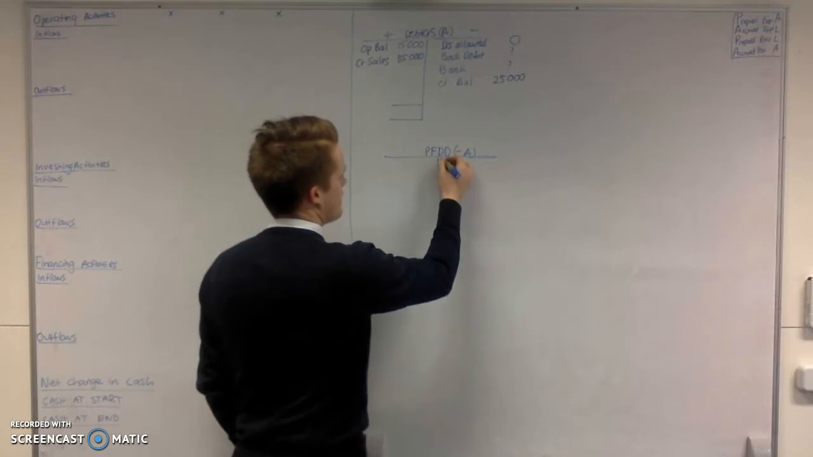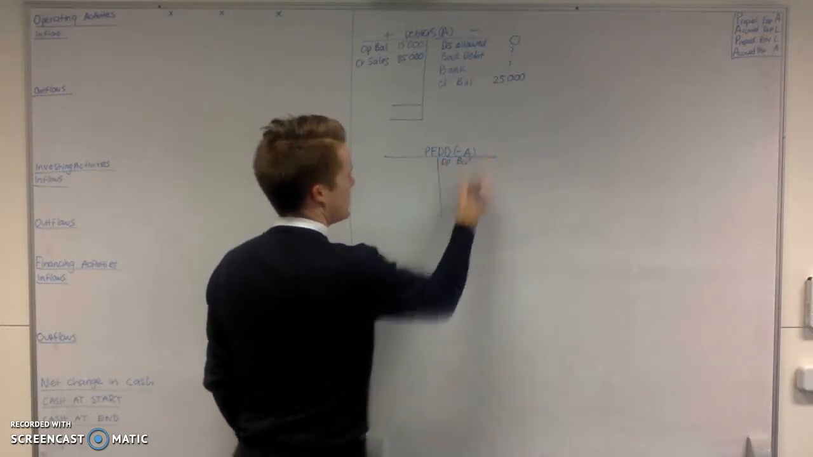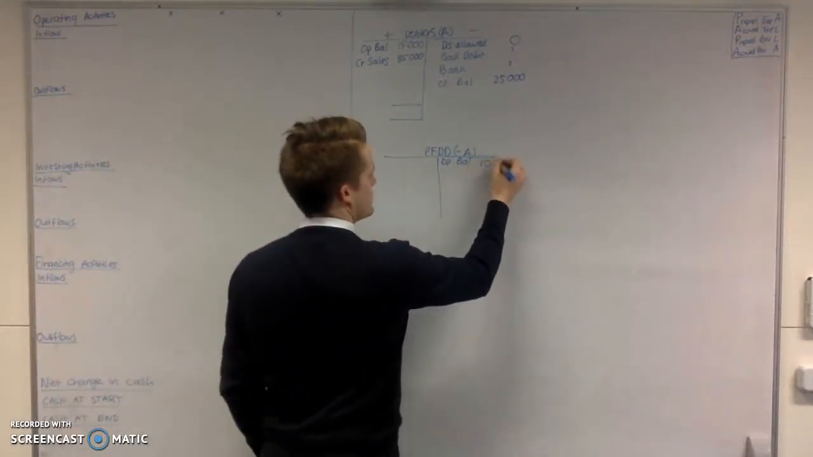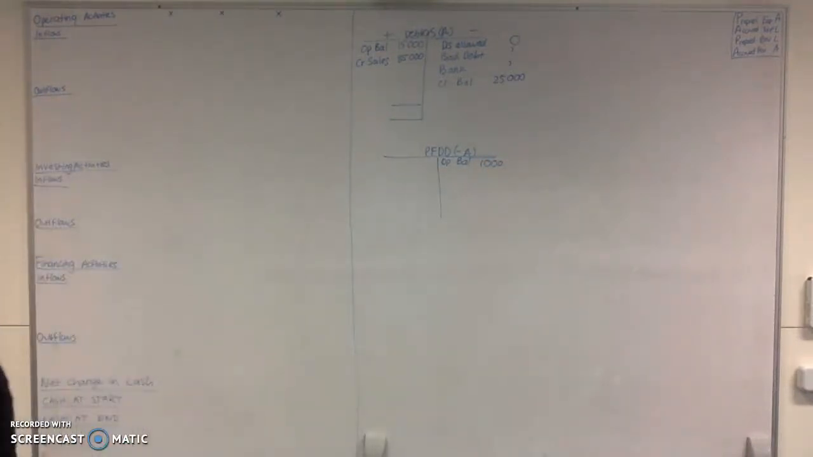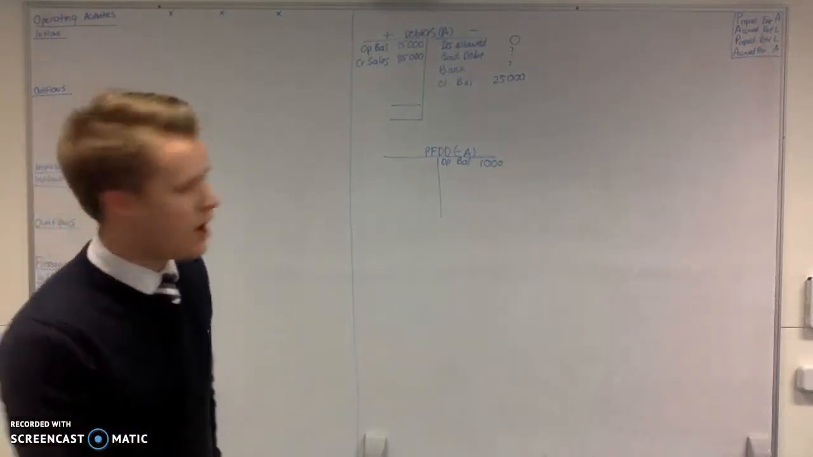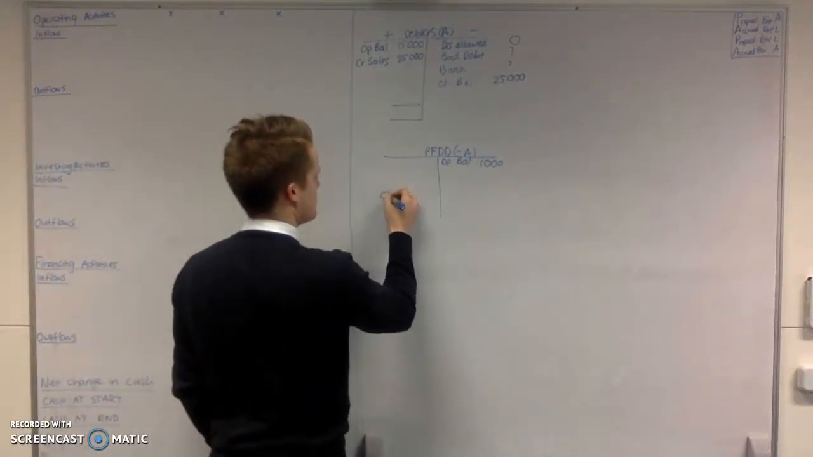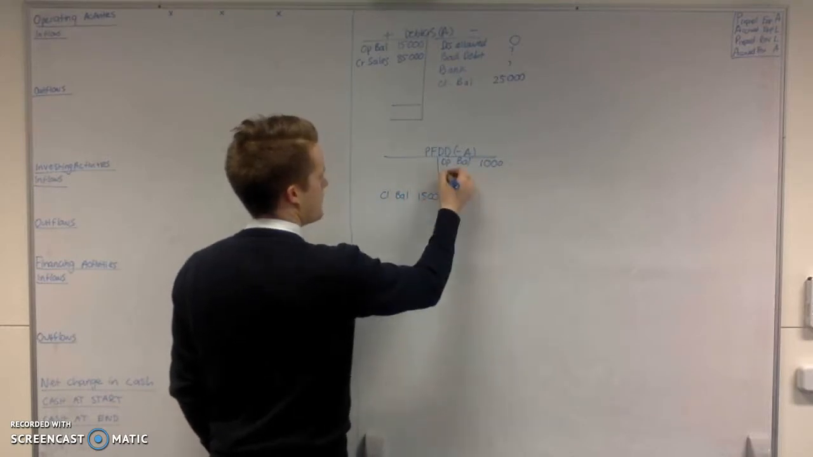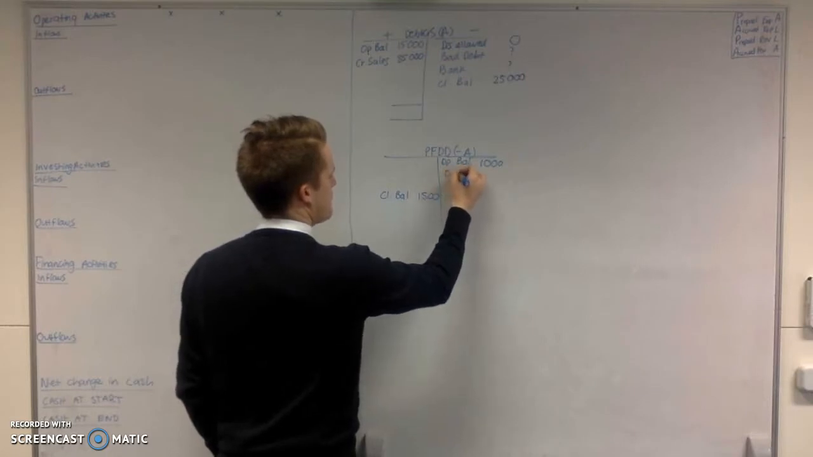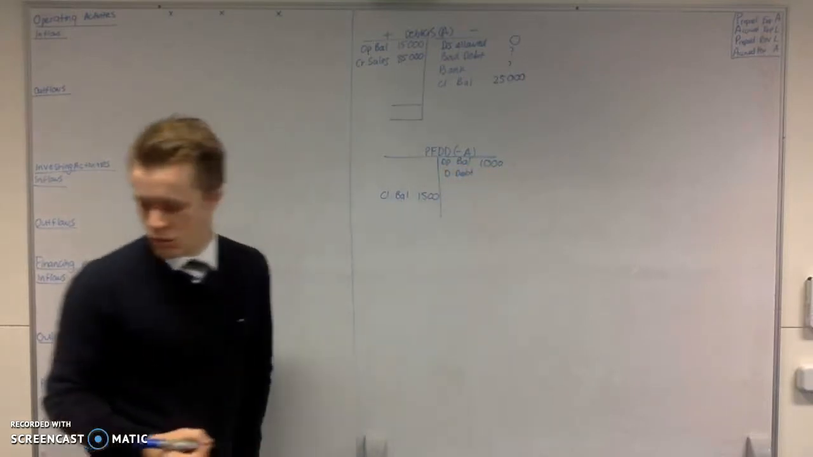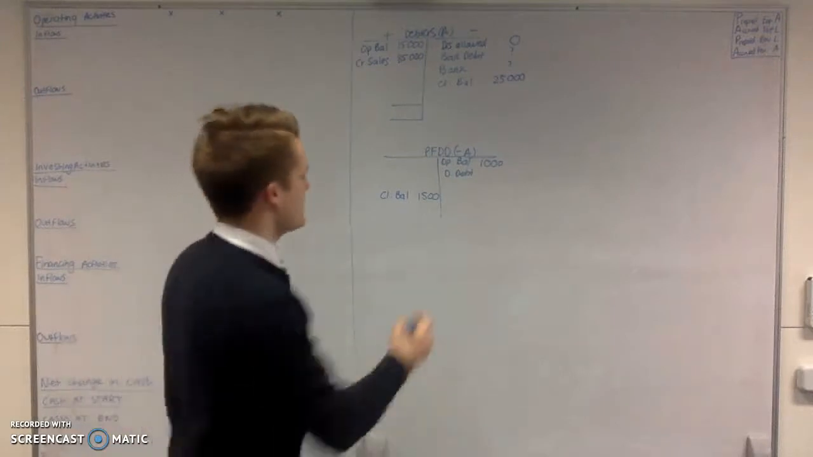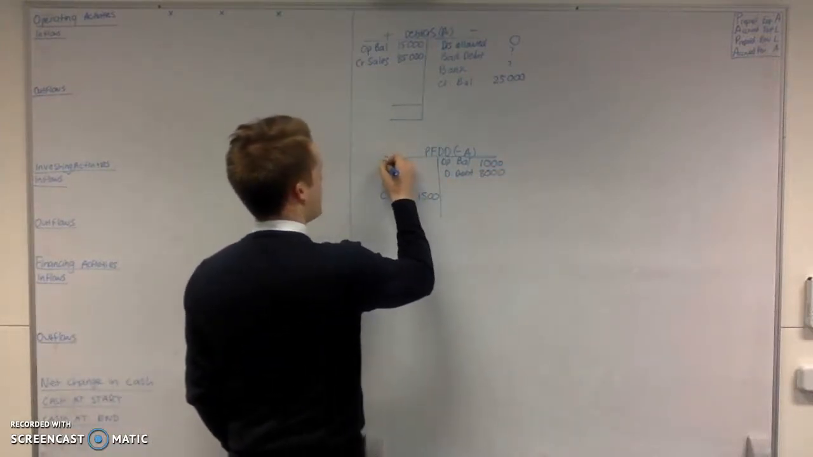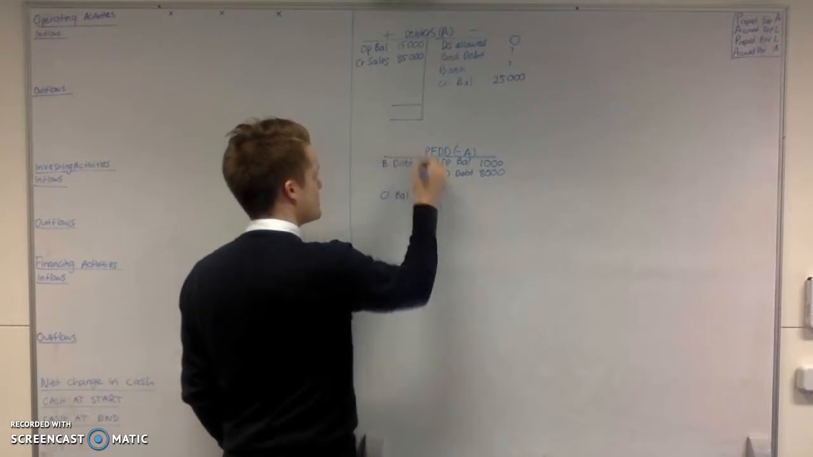So the opening balance for PFDD is $1,000 in 2008. In 2009, the closing balance is $1,500. The doubtful debt for the period was $8,000. Okay, and remember the unknown here is actually the bad debt expense.